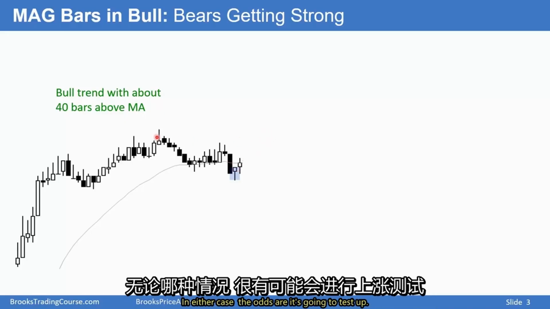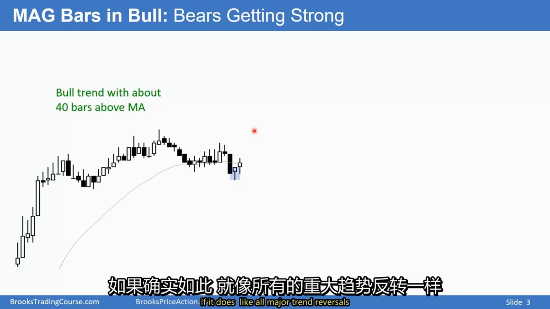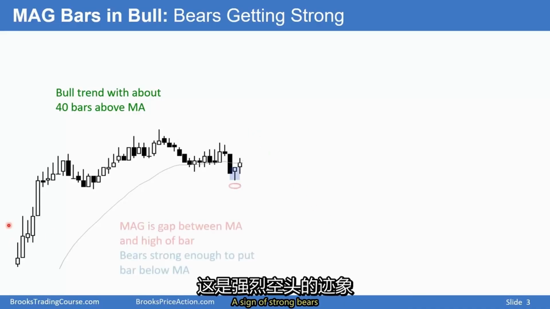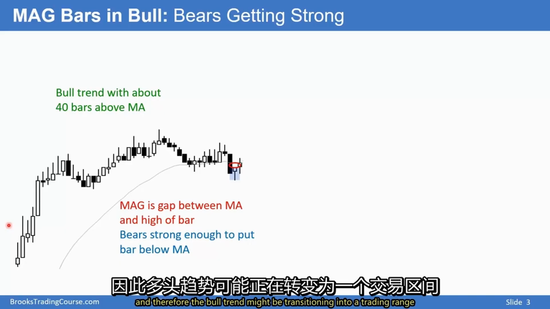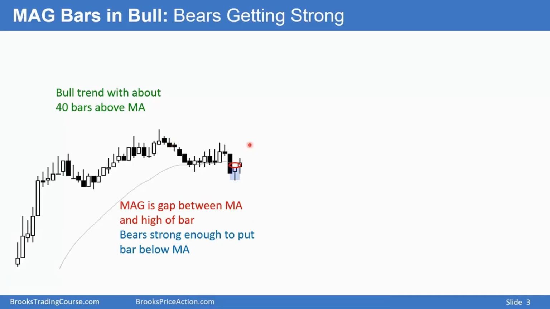In either case, the odds are it's going to test up. Once it tests up, it's probably going to form an attempt at a major trend reversal. If it does, like all major trend reversals, there will be a 40% chance that the bears will get a swing down. A sign of strong bears, and therefore the bull trend might be transitioning into a trading range, and it might be preparing to transition into a bear trend.